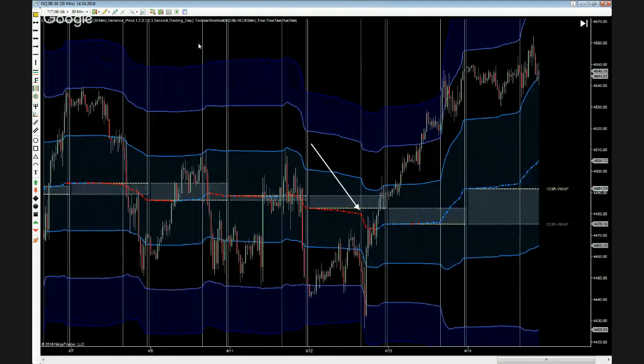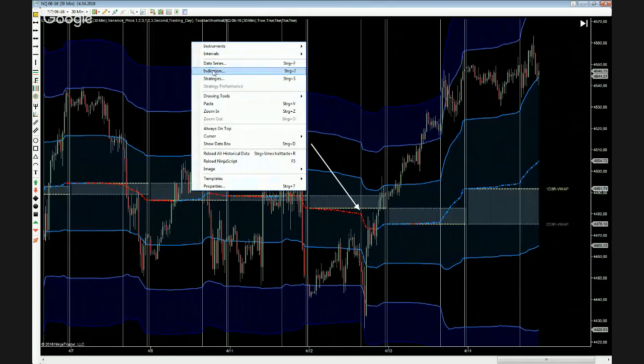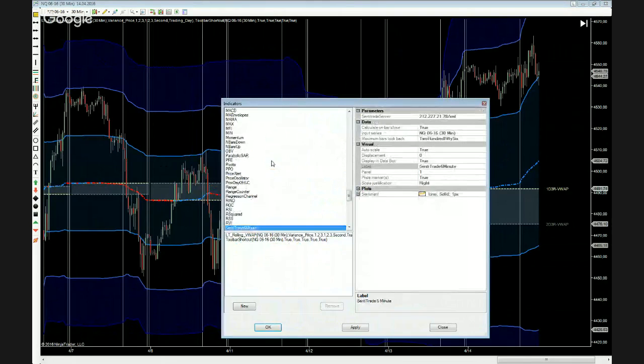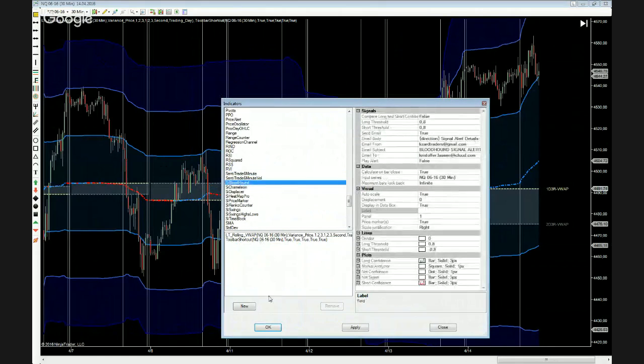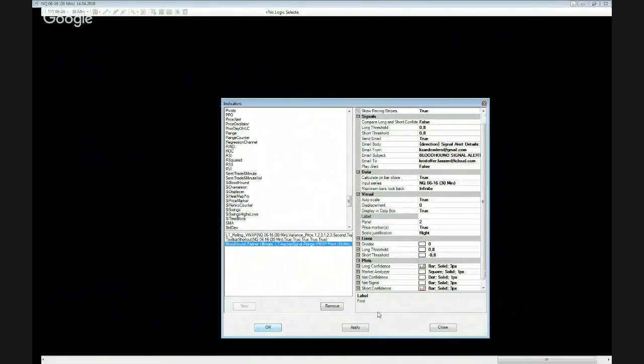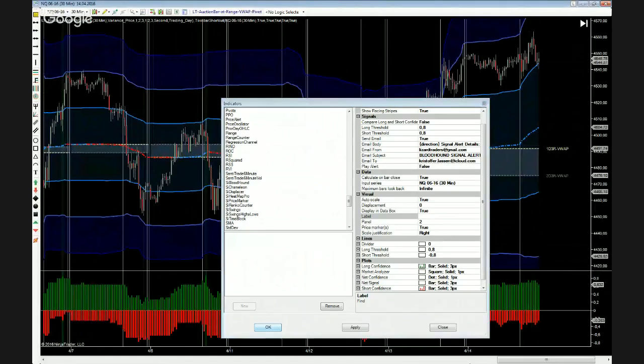All right, and we can also add here the trend filter that I showed was included in the auction bar strategy template. And just quickly want to add this to this chart so you can see what that is all about and how it works in the chart as well.